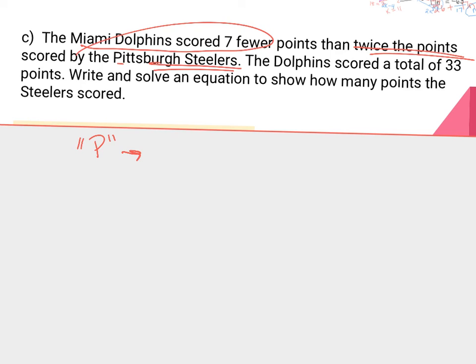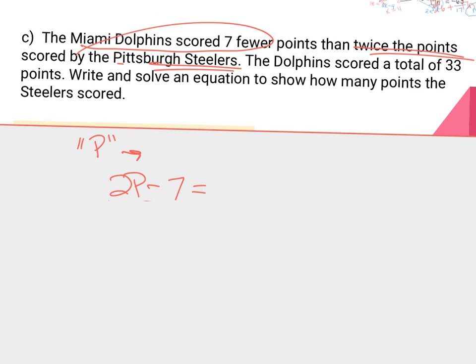Whatever the Steelers scored, it's double that. That means it's 2 times P, minus 7. Twice the points that the Steelers scored is 2 times P, right? 7 fewer than that means you take 7 away from it. The equation is 7 fewer than twice Pittsburgh means you took 7 away from whatever 2P is. And that's the amount that they scored.